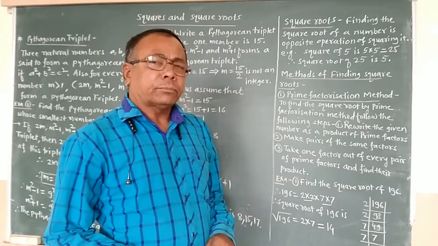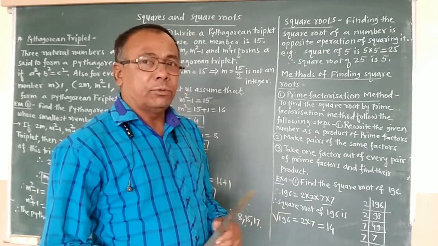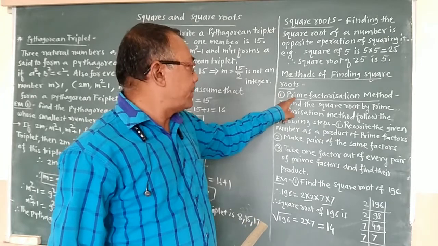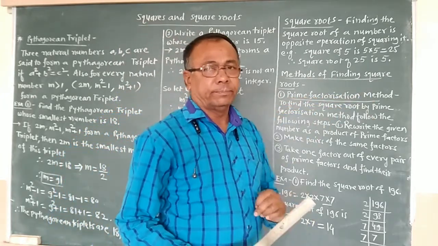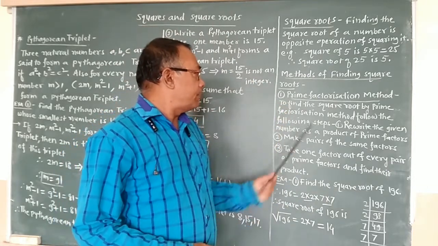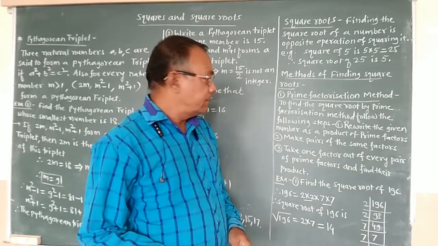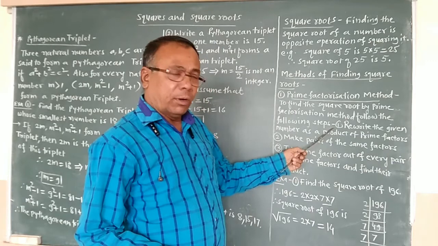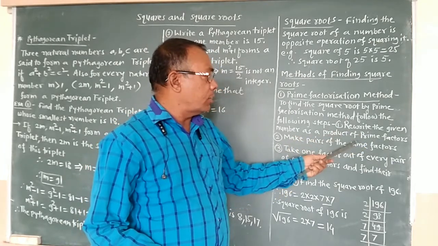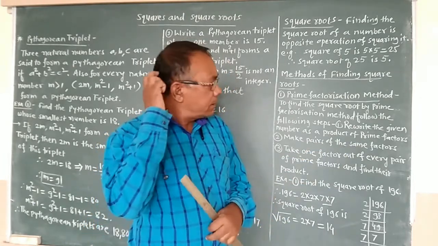Now there are some methods of finding the square root. We will see the first method, that is the prime factorization method. To find the square root by the prime factorization method, we have to follow these steps. First of all, rewrite the given number as a product of prime factors, meaning we have to find the prime factors of the given number.